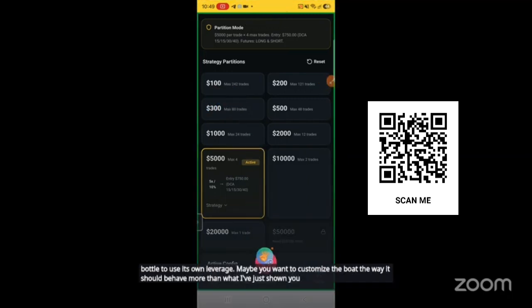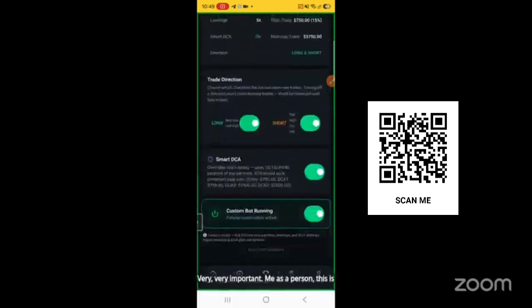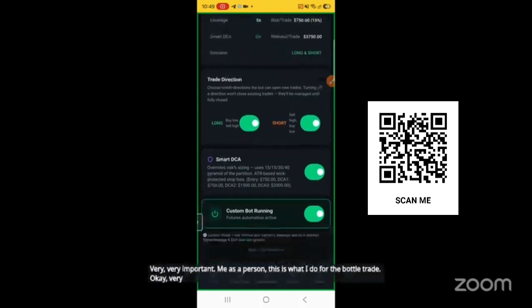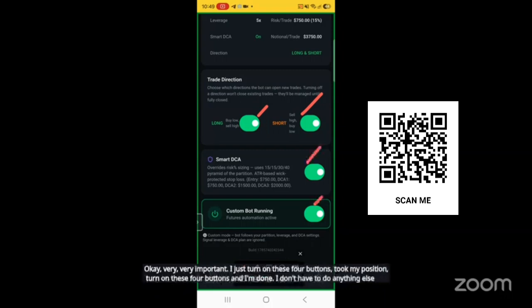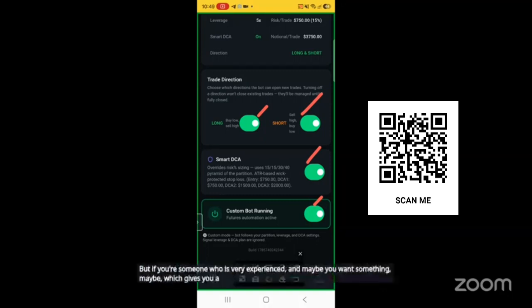Now, very, very important. This is what I do for the bot to trade. I just turn on these four buttons, choose my position, and I'm done. I don't have to do anything else. The bot handles everything for me. But if you're someone very experienced and you want full control over every single trade, this is what I'm going to show you.